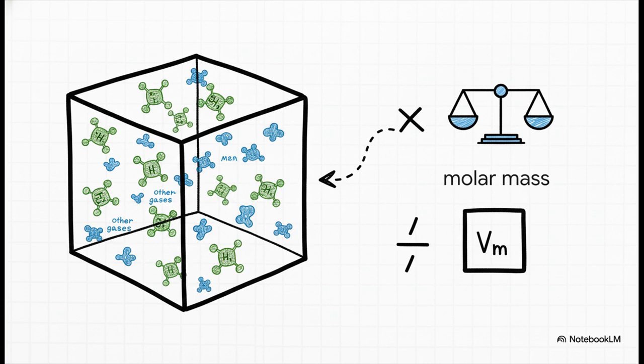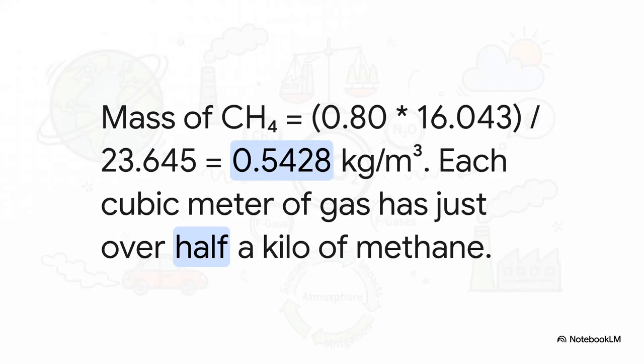Don't let it scare you. We just take the fraction of methane in the gas, that's Y, multiply it by its molar mass, which is a constant, and then we divide by another constant, the molar volume of a gas. It's pretty straightforward. So let's plug in the numbers. Our gas is 80% methane, so that's 0.8. The molar mass of methane is about 16, and the molar volume is around 23.6.